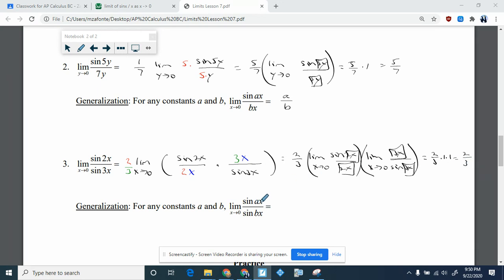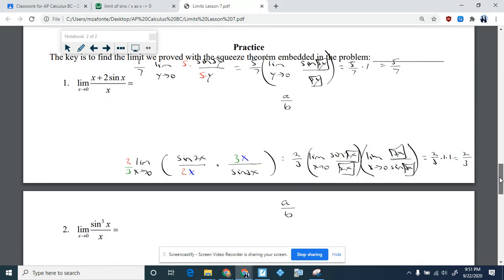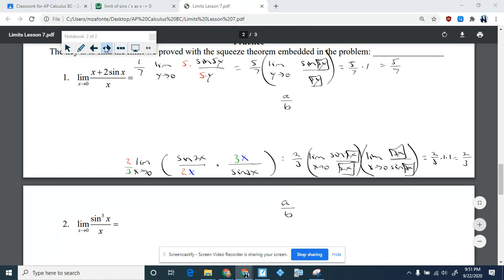And again, the quick generalization here is, well, I don't ever want to have to do that again, right? If I see the limit of sine ax over sine bx as x goes to 0, I can just say that it's equal to a over b. So these generalizations are going to help us do some other types of limit problems. So let's do what I'm talking about here, all right?